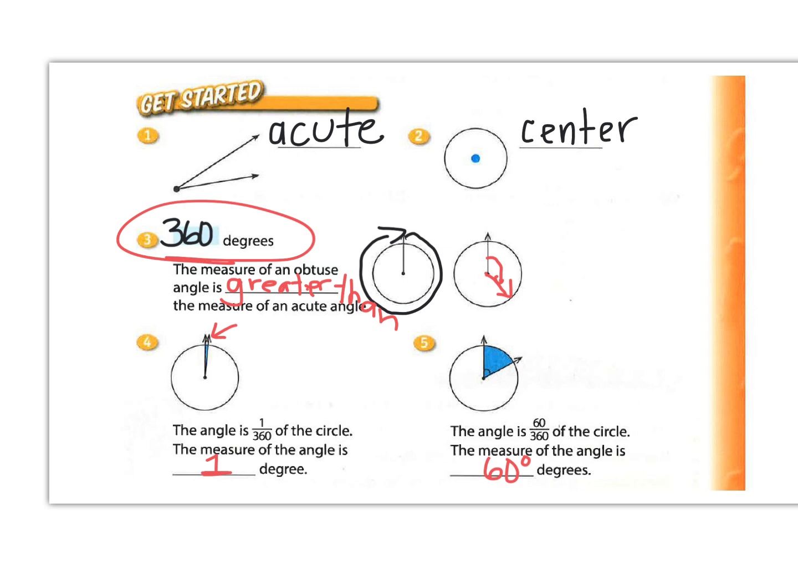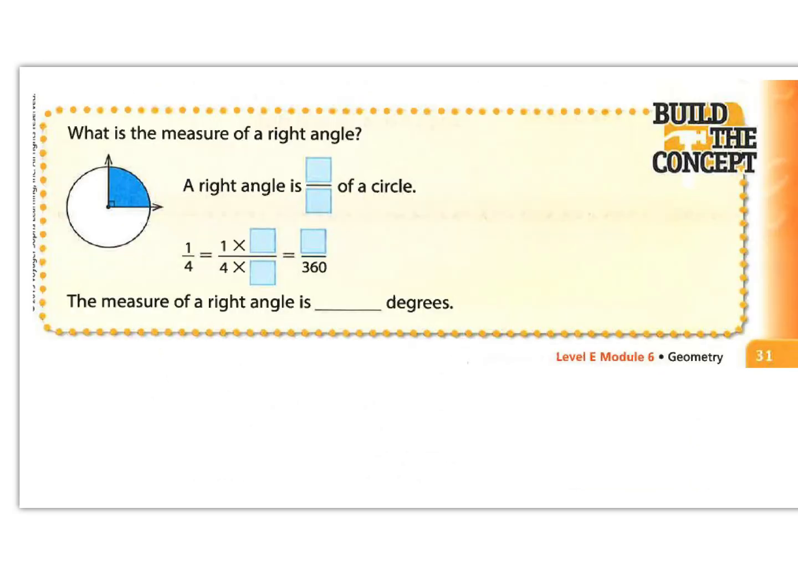So 60 degrees. All right, this says, what is the measure of a right angle? A right angle, we know that it is 90 degrees out of 360. So 90 over 360. So then we do 1/4. And then 1/4 times 90, and 4 times 90 is 360. So then we know it is 90 out of 360. The measure of a right angle is 90 degrees.